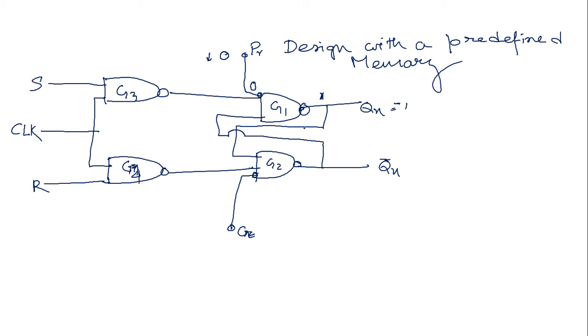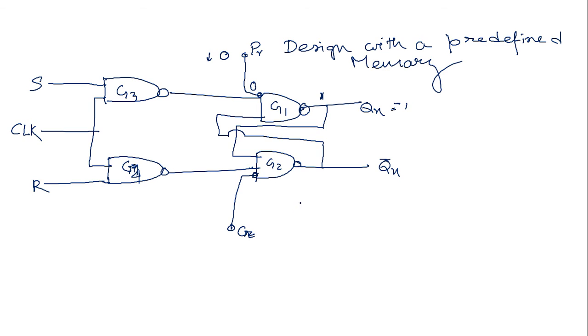But whenever we provide 0 input to the preset, the flip-flop automatically gives 1 output, or the flip-flop stores 1 in Qn, or provides output Qn as 1. So this is the function of preset.